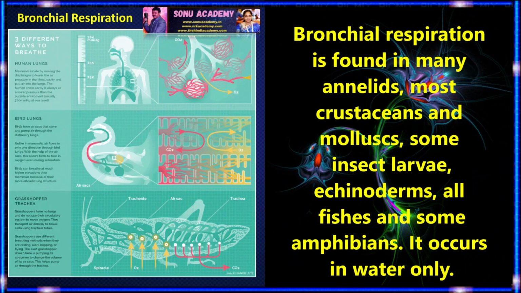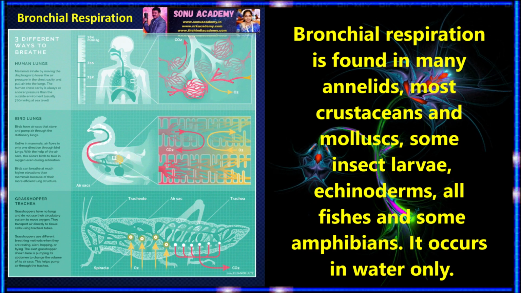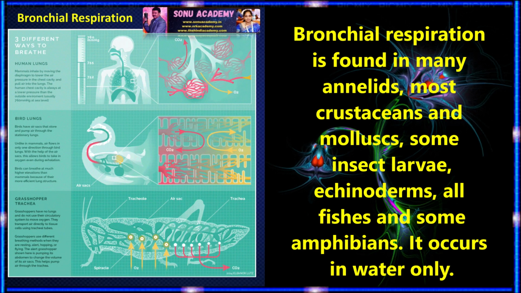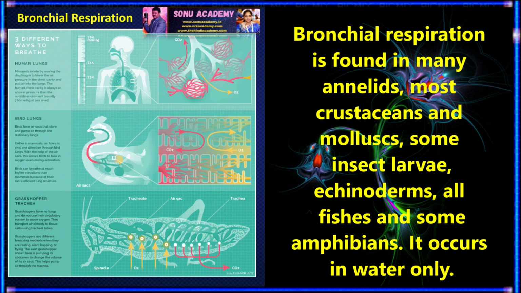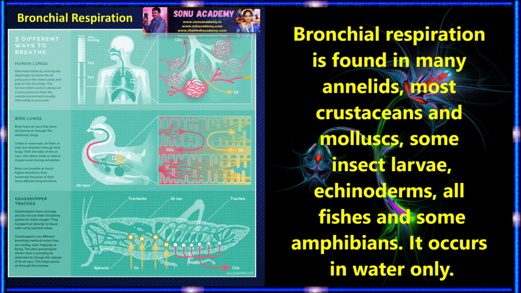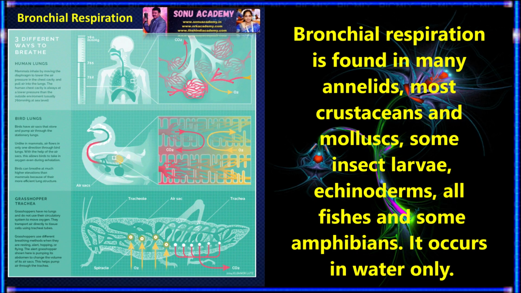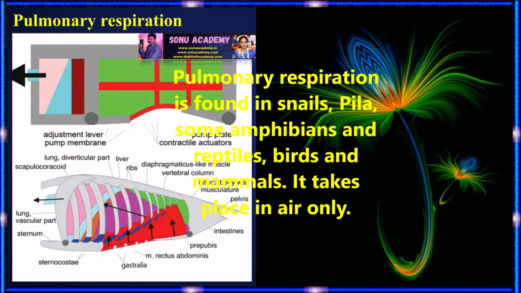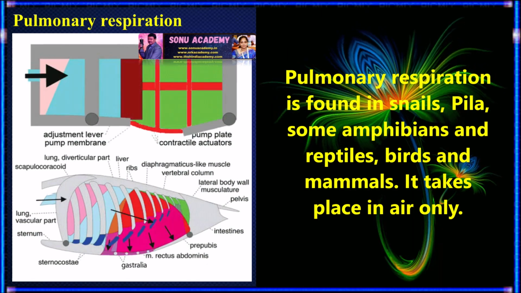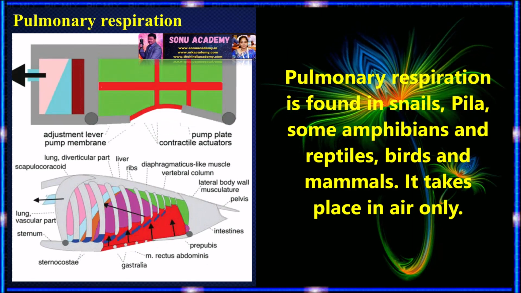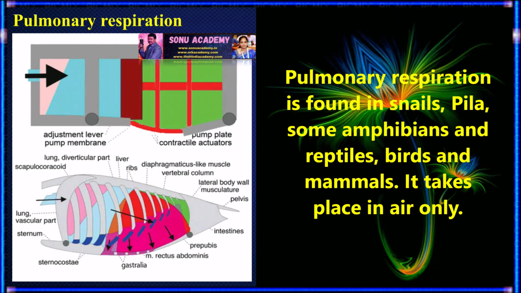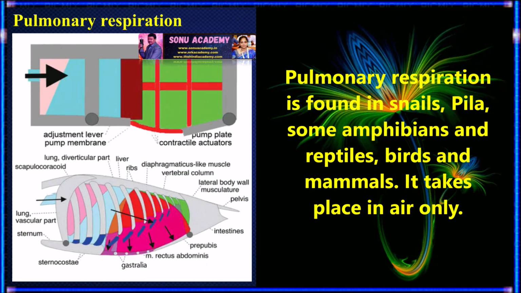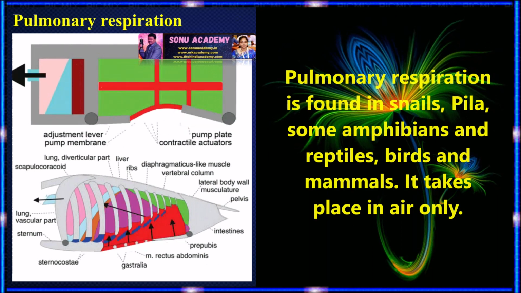Branchial respiration. Branchial respiration is found in many annelids, most crustaceans and molluscs, some insect larvae, echinoderms, all fishes and some amphibians. It occurs in water only. Pulmonary respiration. Pulmonary respiration is found in snail, pila, and some amphibians and reptiles, birds, and mammals. It takes place in air only.